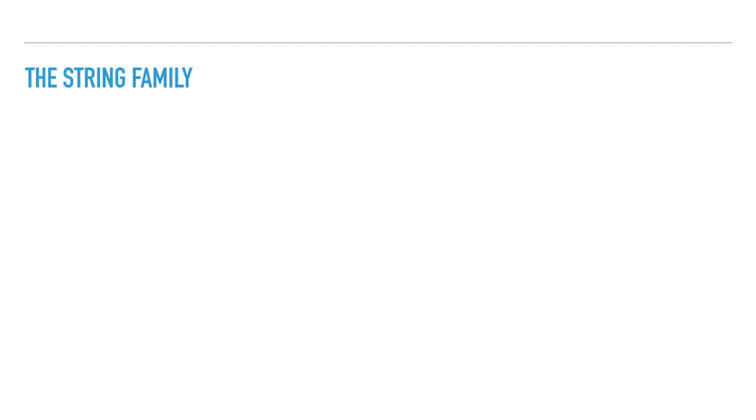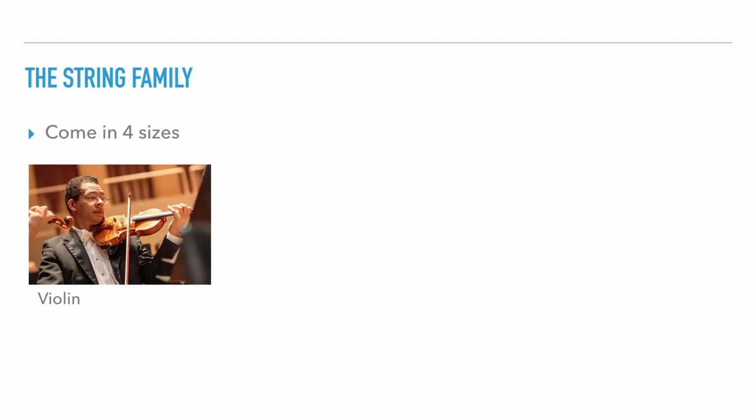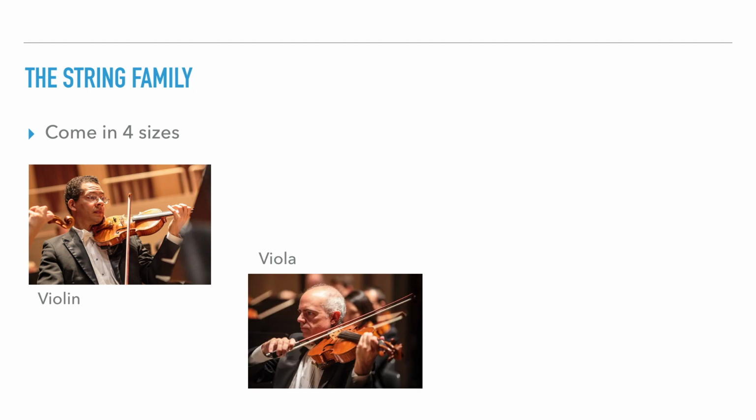The main strings come in 4 different sizes. We've got violins. These are the smallest of the string instruments, and the smaller the instrument, typically the higher pitched it will be. So this is the highest pitch of all the string instruments. And then we've got a viola, which, as you can see there, it's still played in a similar way as the violin, but it's a bit bigger, and so it's a deeper pitch.